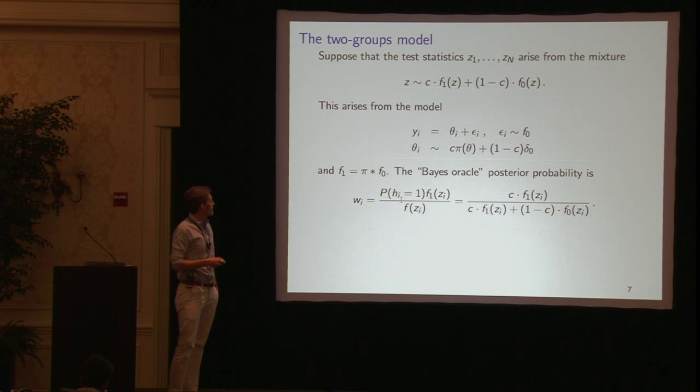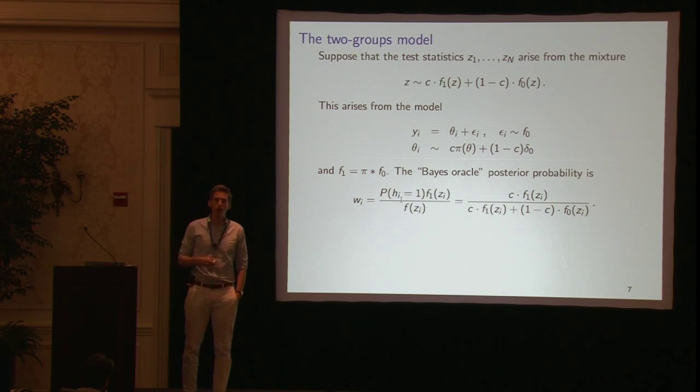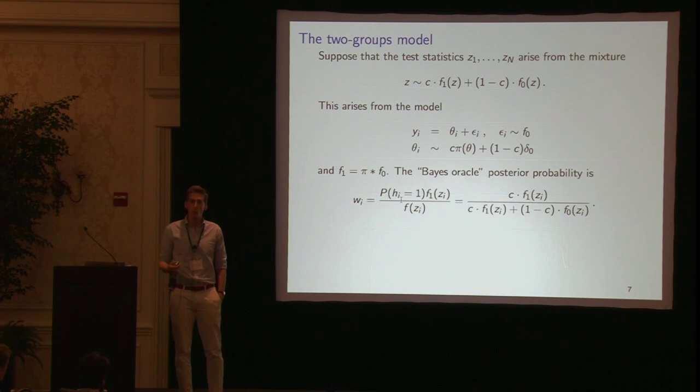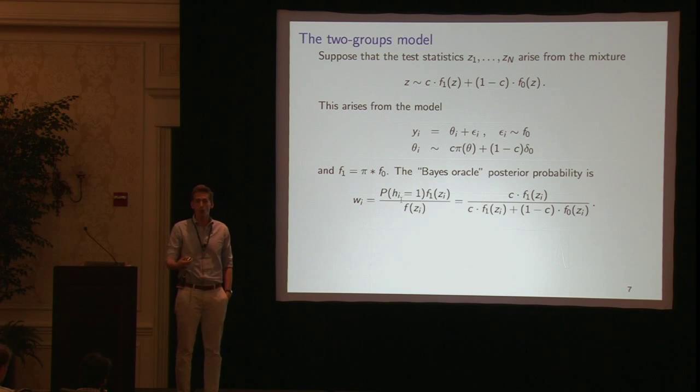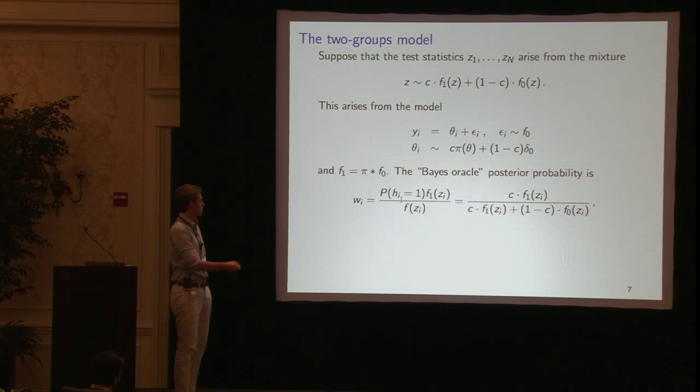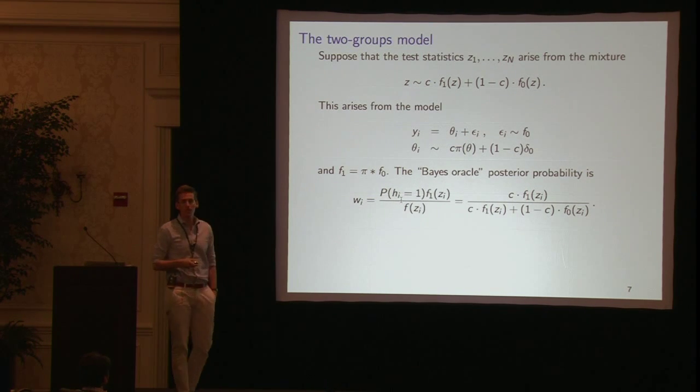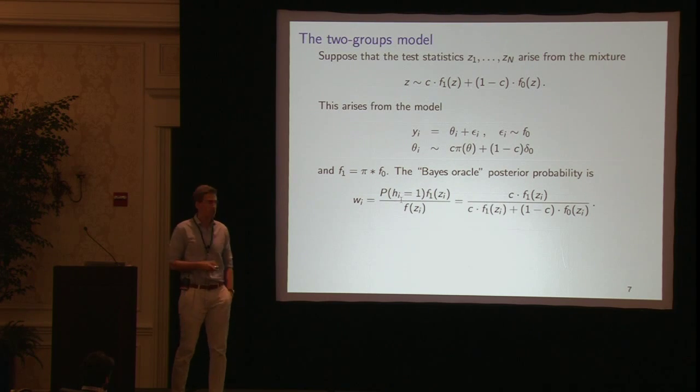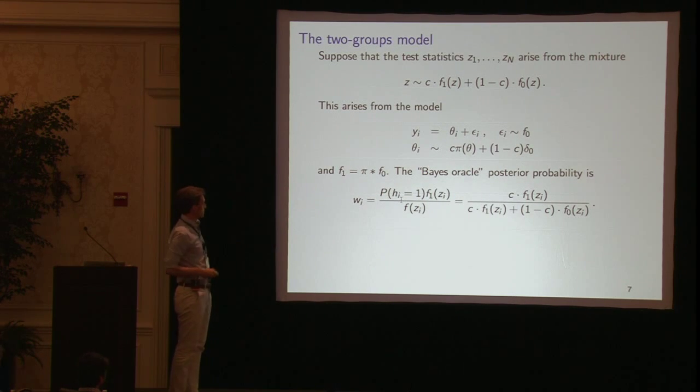Okay? And if you knew what f1, f naught, and c would be, it would be obvious what to report if you're a Bayesian, which is the Bayes oracle probability, just saying, as the oracle, we know what the values of all the unknown parameters are. Let's just take the posterior probability that the true state of nature is a 1, that this corresponds to a signal, namely it came from this mixture component up here.